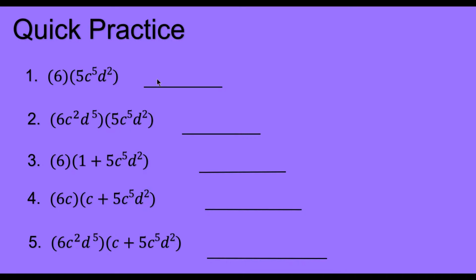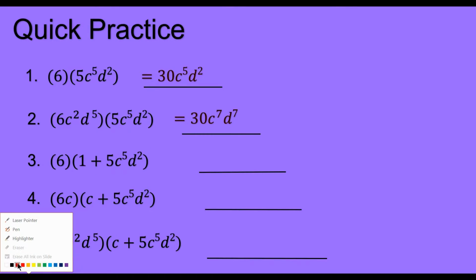6 times 5 is 30. C to the 5th, d squared. And 6 times 5 is 30 again. But we got to add the exponents on the c, and we add the exponents on the d, and you should have 30c^7 d^7. And I hope you remembered that when you're multiplying a monomial times a binomial, you have to distribute, as you have been distributing ever since like the 4th grade.